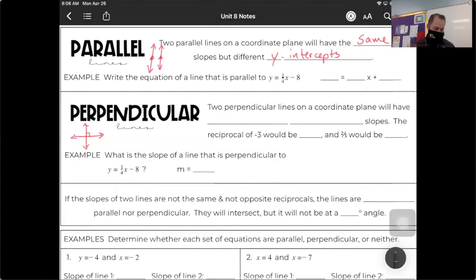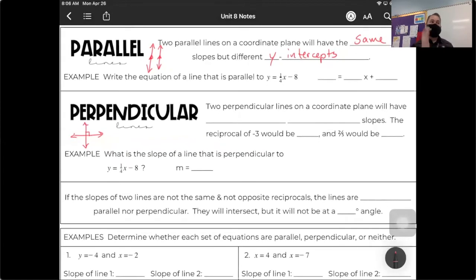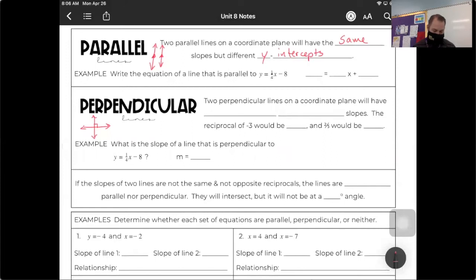Perpendicular lines, since they do intersect, don't have the same slope. They do not have equal slopes. Perpendicular lines on a coordinate plane are going to have slopes that are opposite reciprocals. And I will explain what that means. That's two things. The relationship of their slopes has to have two criteria. They need to be opposites of each other.